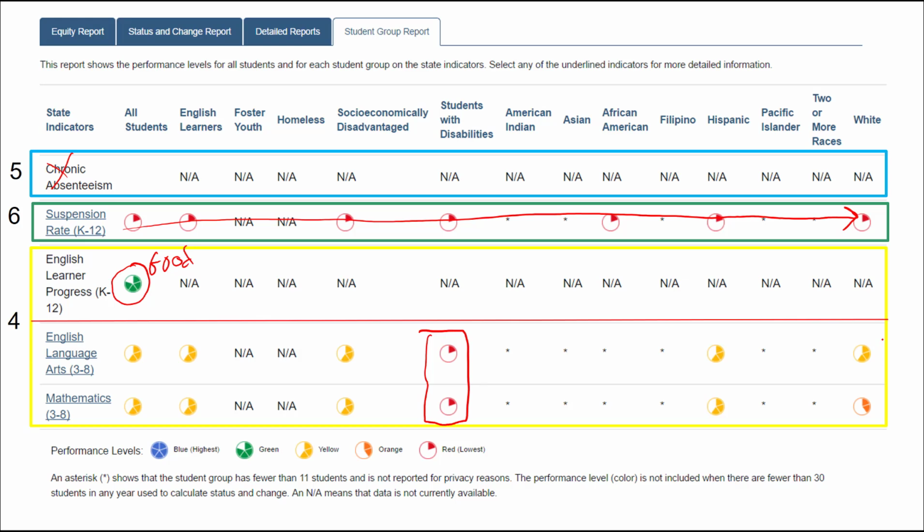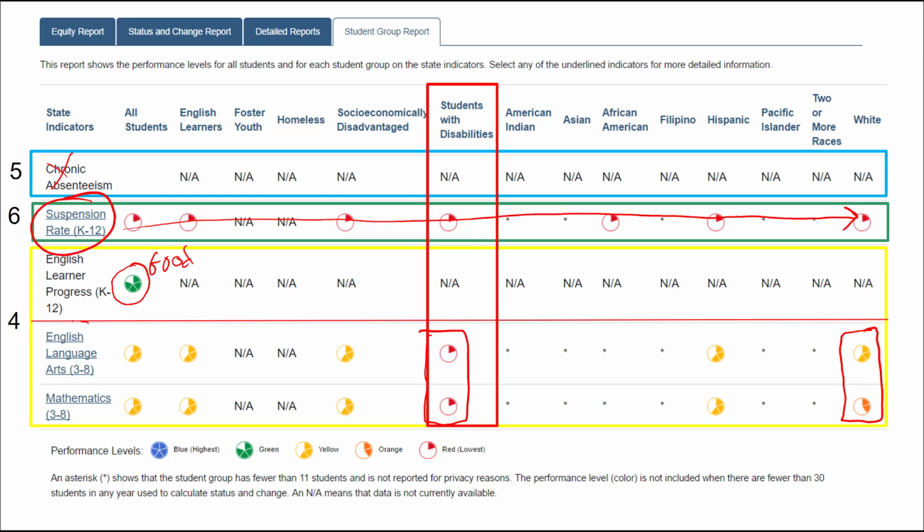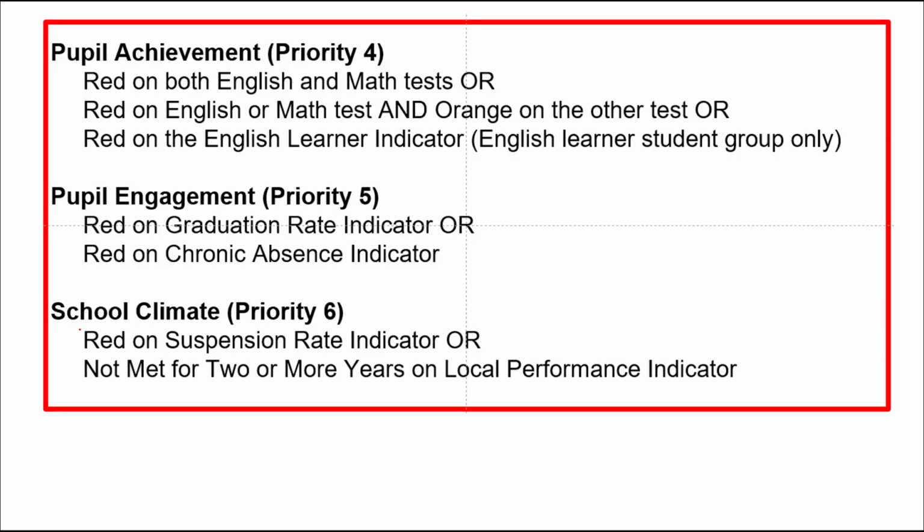This right, and all the way over here on white, you're okay. No worries there. There was an orange, but no worries. So really the only place where this district is eligible for technical assistance, again, is students with disabilities. We have two areas. They're eligible because of suspension rate, and they're eligible because ELA and math are both red on those indicators.